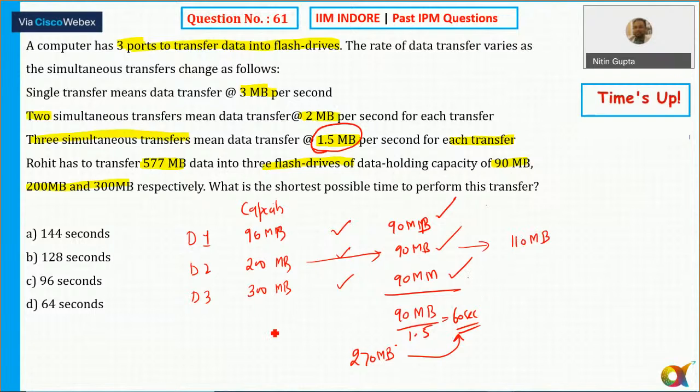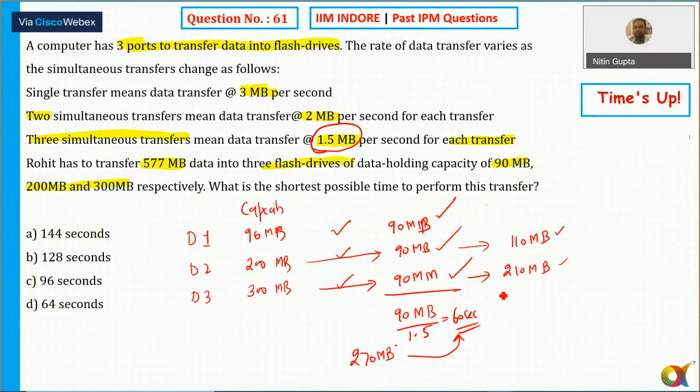Okay, in drive 3, we have 300 minus 90. What will that come to? That is equal to 210 MB. Now if both D2 and D3 are working together, then we can transfer a maximum of 110 MB in both at the same time. After that, D3 will work alone.